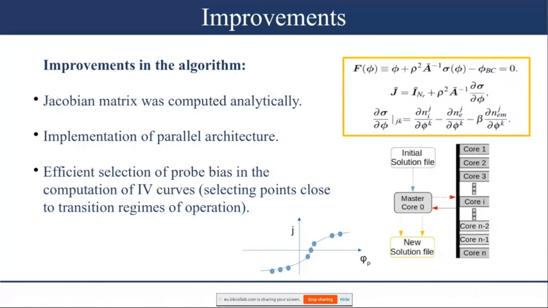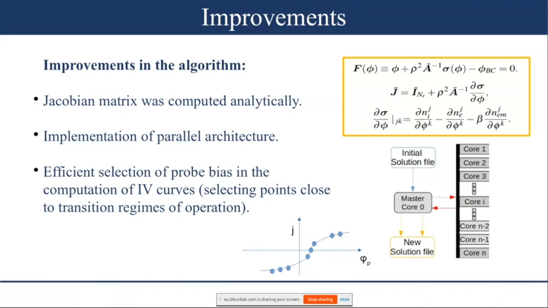The goal of this thesis was to improve the algorithm, and the effort that we have made so far was mainly related to improving the algorithm. So in the first place, the Jacobian matrix in the Newton method was computed analytically. I won't go into the details of the mathematics, but I should say that this part sped up the code by a factor of 100.